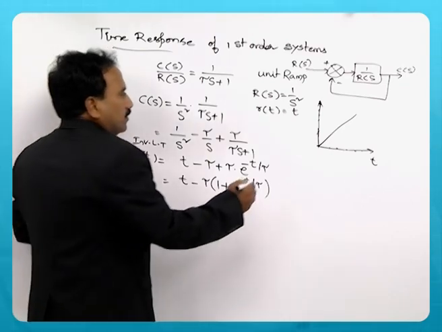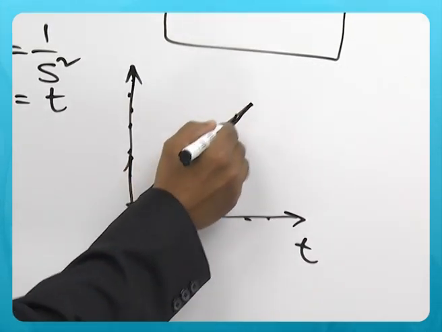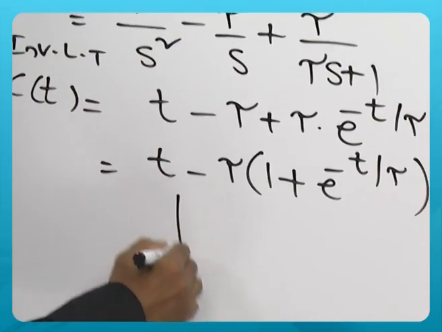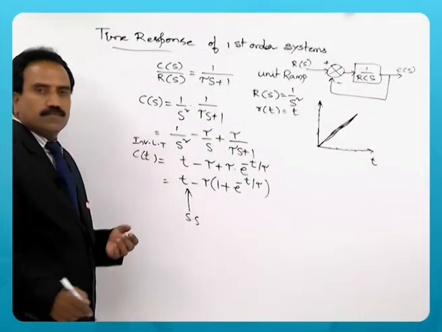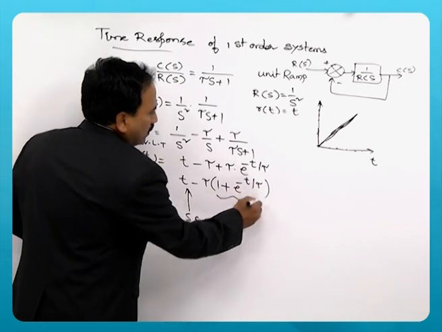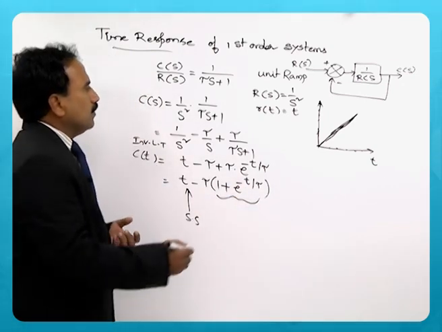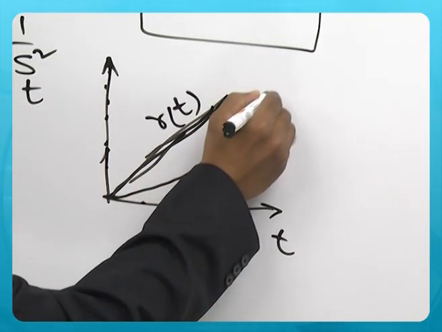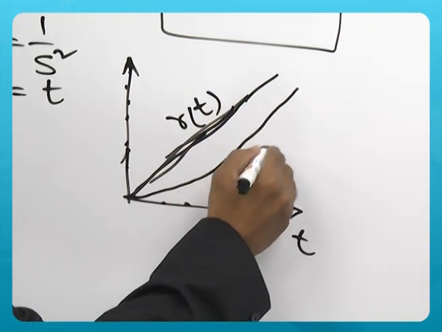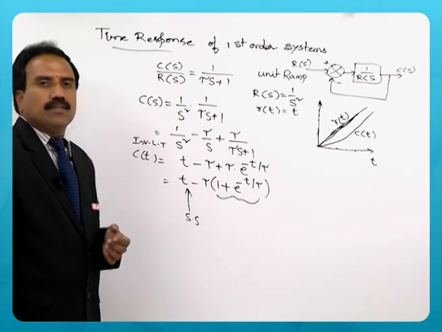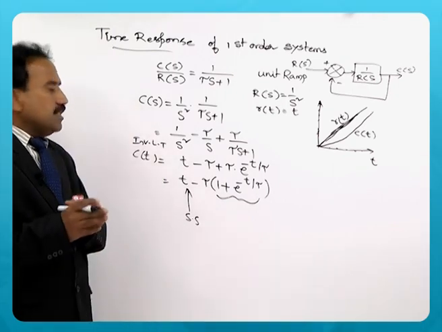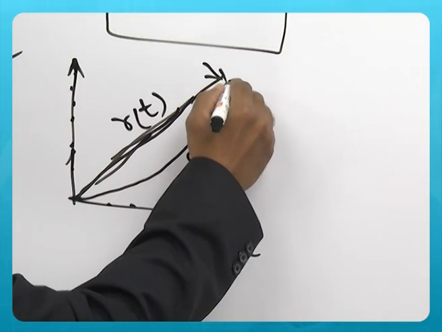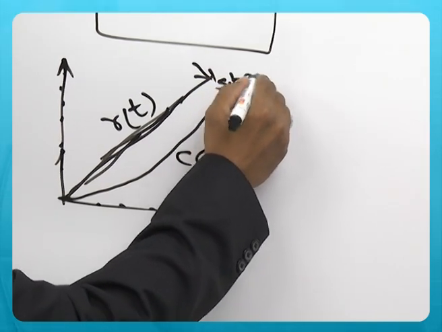So, this ramp input, now the response, finally this is the steady state response. This is nothing but the steady state response, and this part is the transient part. So, when I say this is R(t), C(t) will be like this. This is C(t). So, in the steady state, whatever error you have, this is called the steady state error.